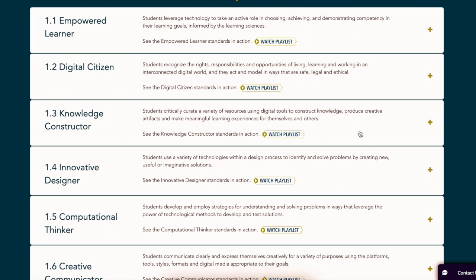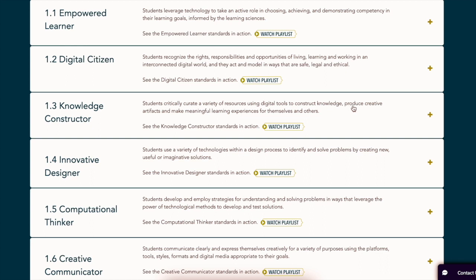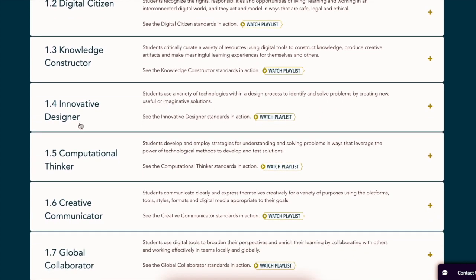Knowledge constructor. So they're constructing knowledge, producing creative artifacts, meaningful learning experiences, not just for themselves, but for others as well. Okay, interesting, right? So now I'm starting to think about, and if you've listened to the episode, you know that Debbie and I were starting to think about how do students kind of create something for others? So they help others use technology. And they're creating kind of these innovative videos and tutorials that are going to live in a platform where anyone can access them, even students from other districts. Innovative designer, okay? So they identify and solve problems. Okay, so now I'm thinking about, what problems exist in students' lives that they can use technology to solve?